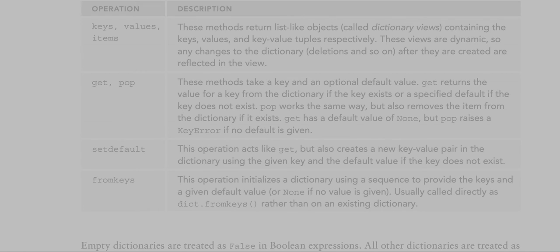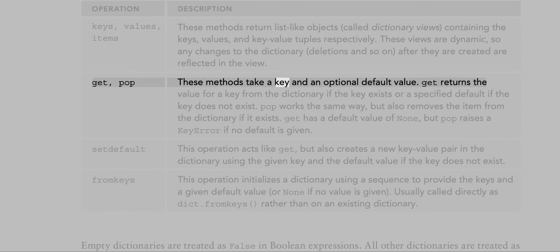Table 1-3, dictionary operations. Operation, description. keys, values, items: these methods return list-like objects, called dictionary views, containing the keys, values, and key-value tuples respectively. These views are dynamic, so any changes to the dictionary, deletions and so on, after they are created are reflected in the view.